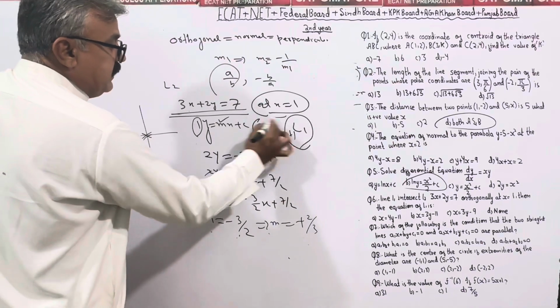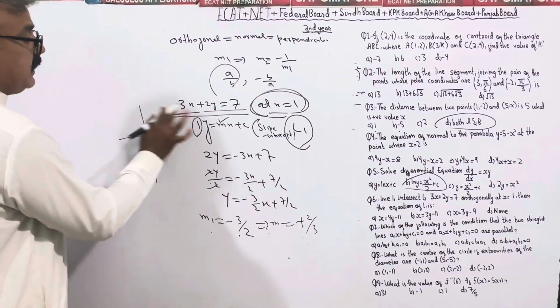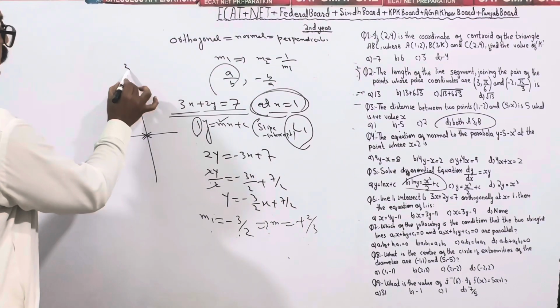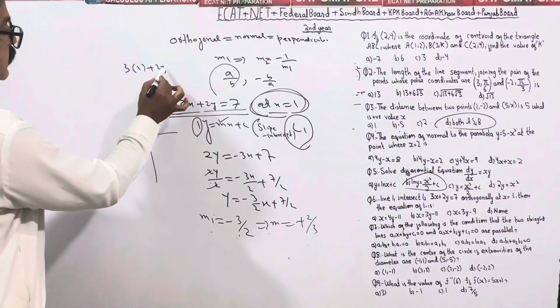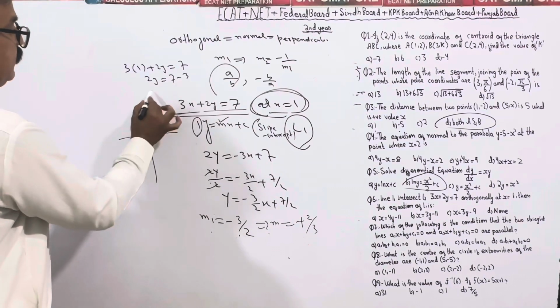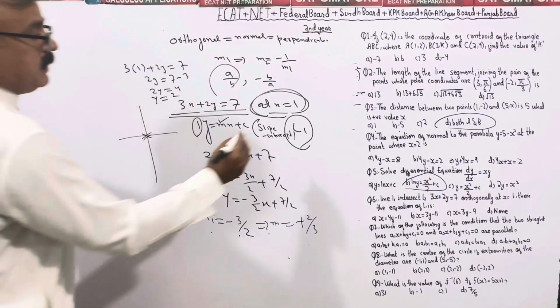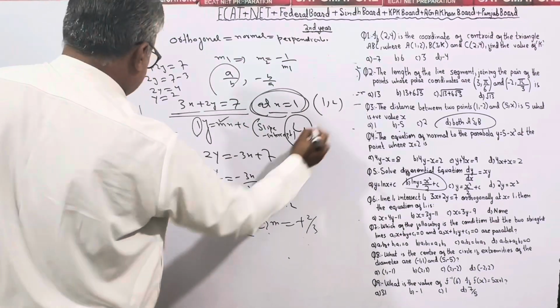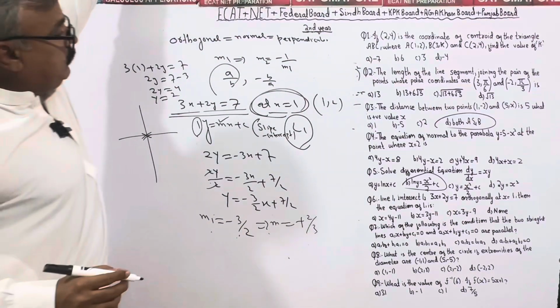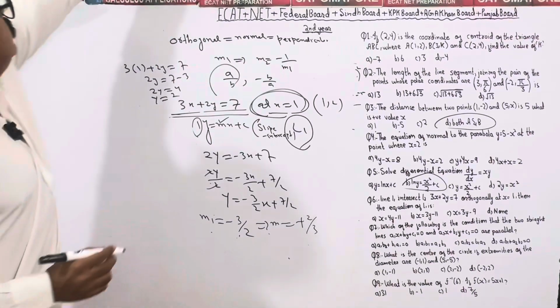We have x is equal to 1. If we utilize it here, you will get a point. 3 times 1 plus 2y is equal to 7. Shift 3 there, 2y is equal to 7 minus 3. So 2y is equal to 4. So y is 2. So our complete point is 1 comma 2, and the slope is 2 over 3.